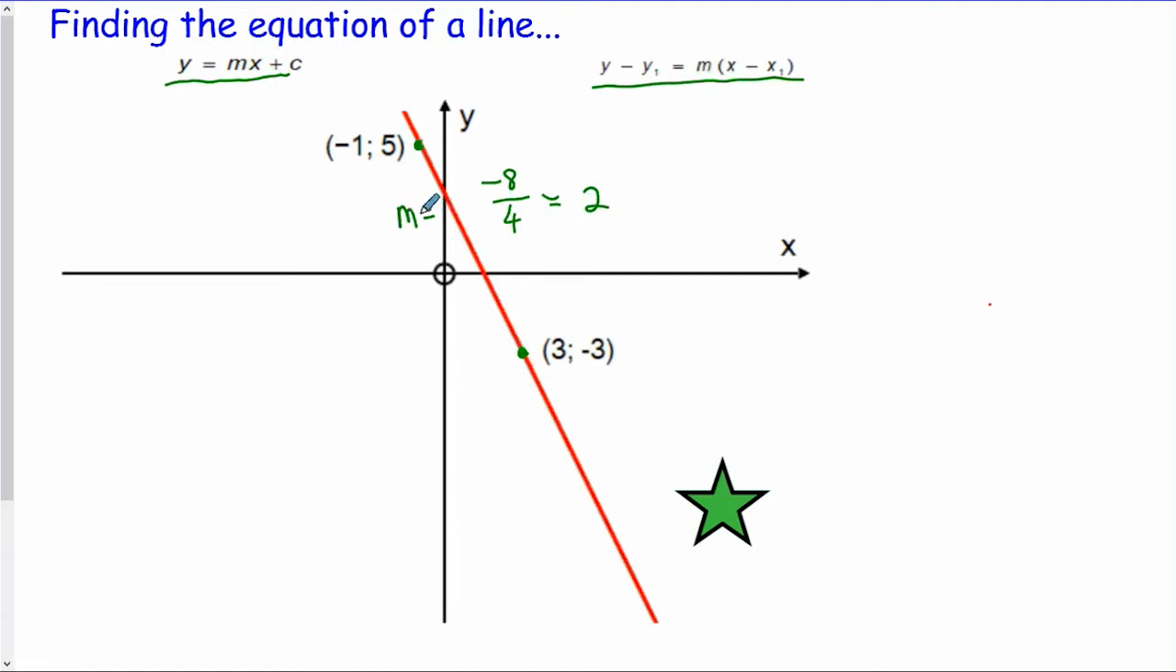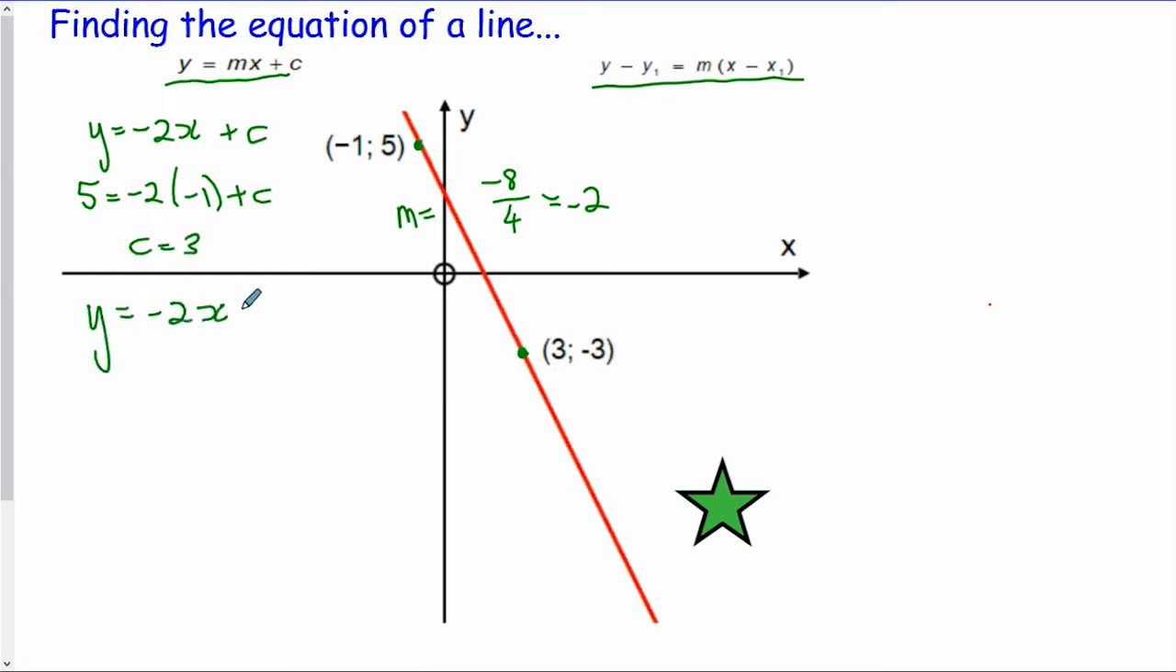At this point, we can use either of these formulae, and I'm going to show you. We can write down y equals mx plus c. So I'm going to write down y equals -2x plus c. Right, and now I'm going to substitute in a point. I can use either point. So 5 equals -2 times -1 plus c. So in fact, I get that c equals 3. And I then write my final answer down, y equals -2x plus 3.